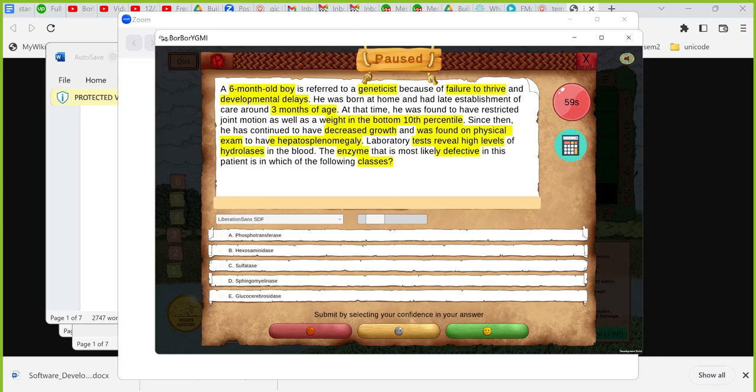Are these lipid storage disorders or glycogen storage disorders? I'm doing the trick where you look at the answer choices and ask what category all of these answer choices fall into. So sphingomyelinase and glucocerebrosidase, they're all lipid, metabolic. Exactly. So if we do anything for this question, we should identify which lipid storage disorder is implicated.